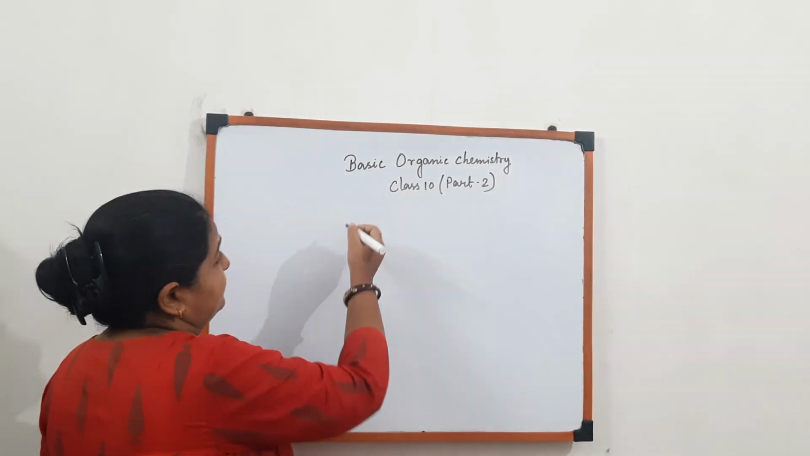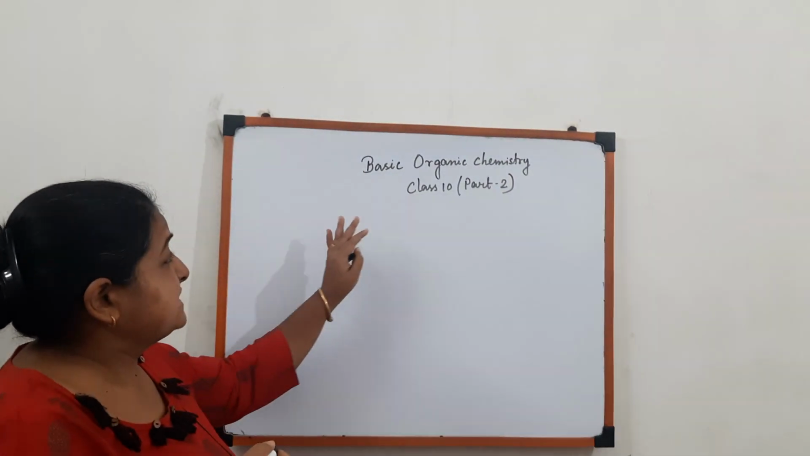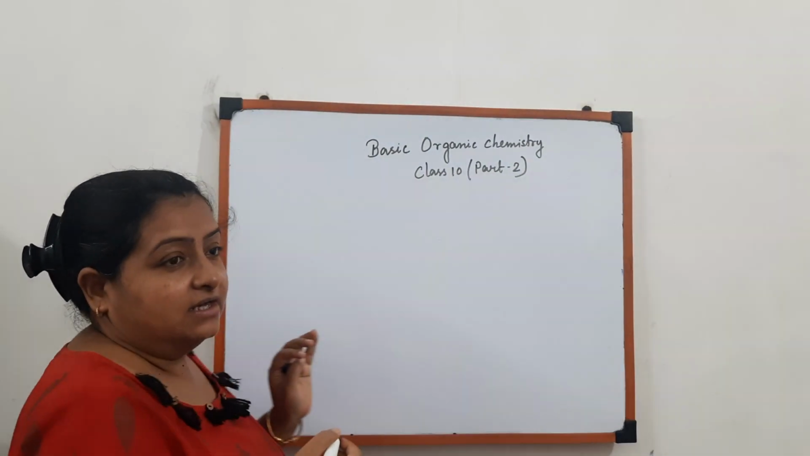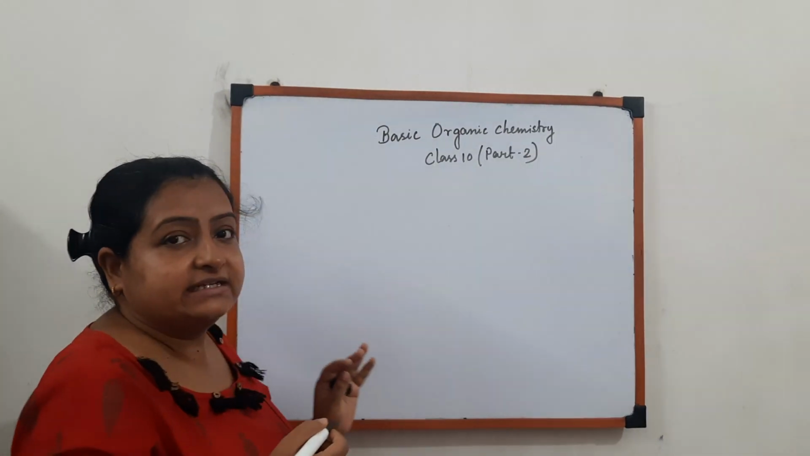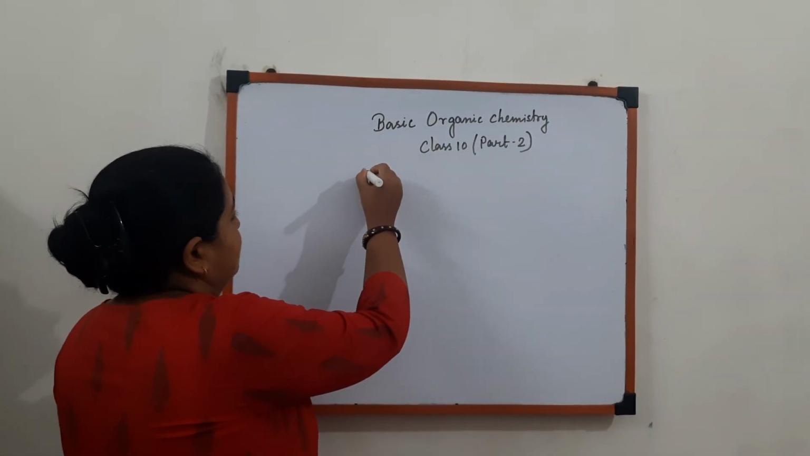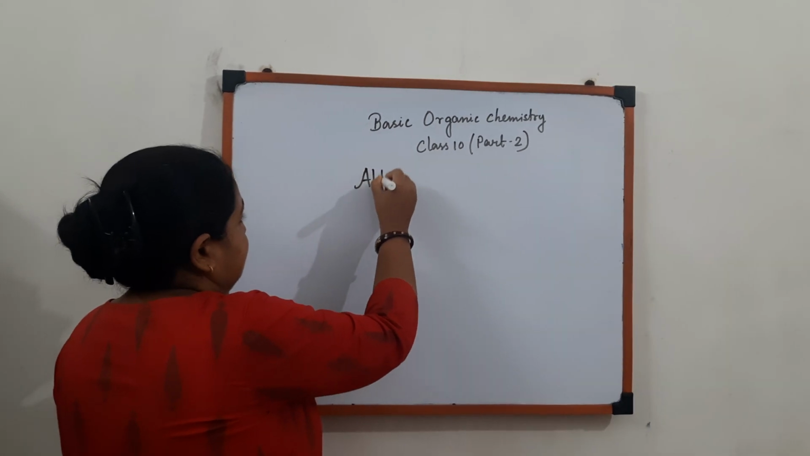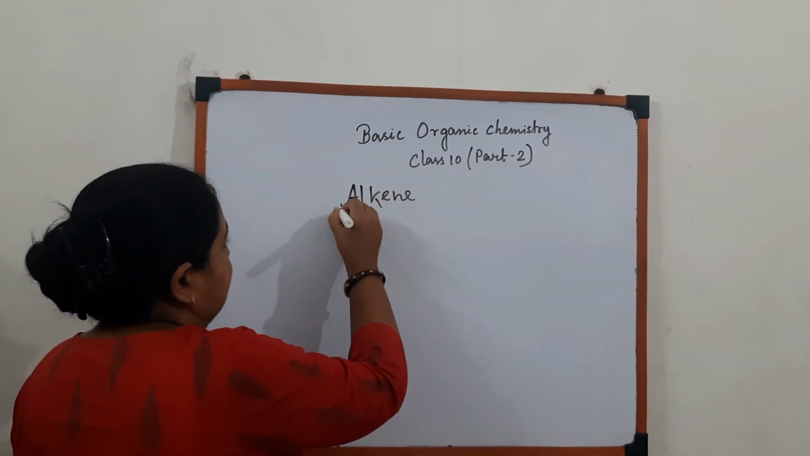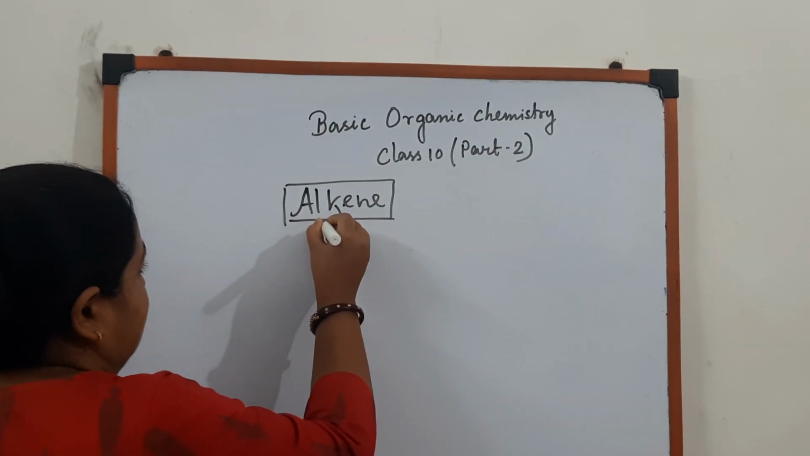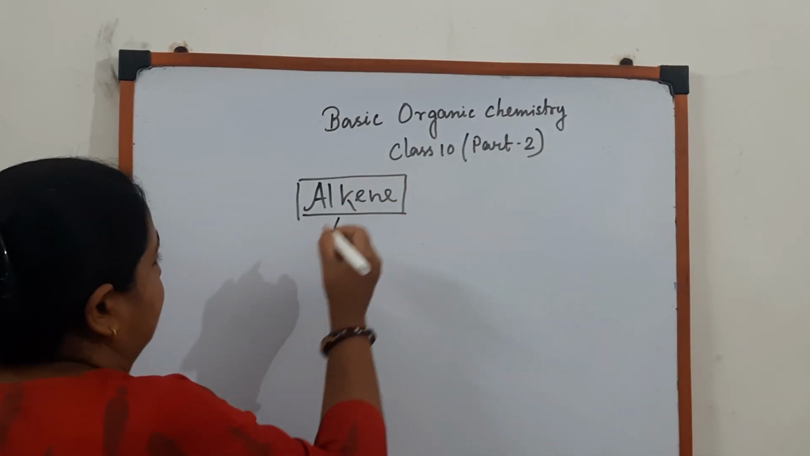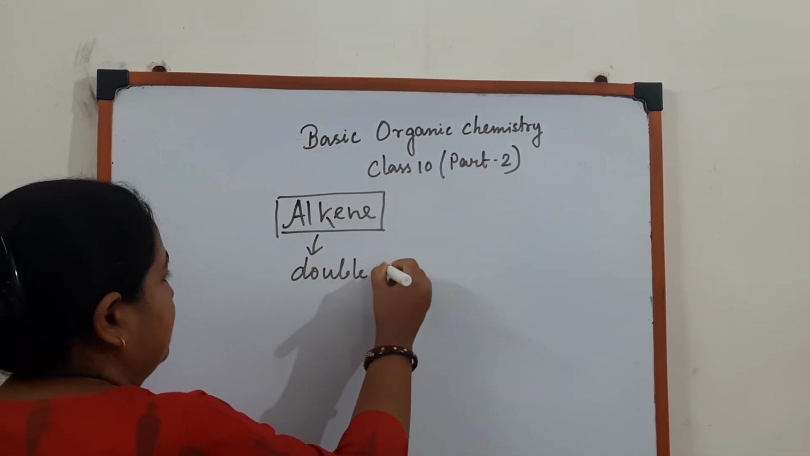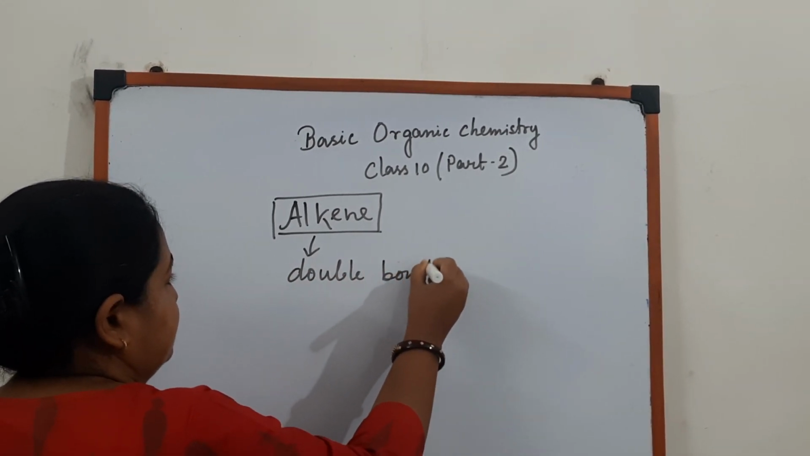In the previous video, I started the basic organic chemistry for class 10, that is part 1, and I have already discussed the structural details of alkane. Now today, first I will discuss the details of alkene. Alkene means nothing but an organic compound containing a double bond between the carbon atoms.